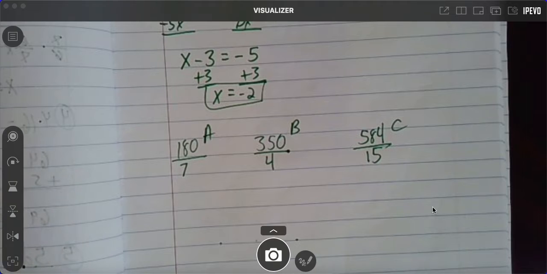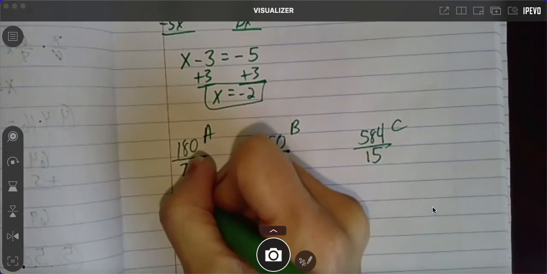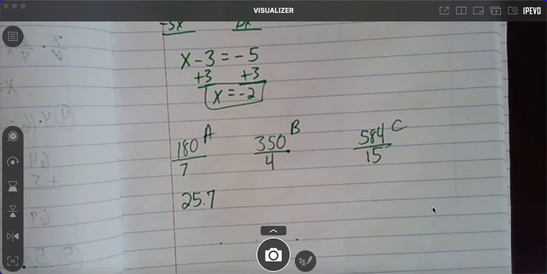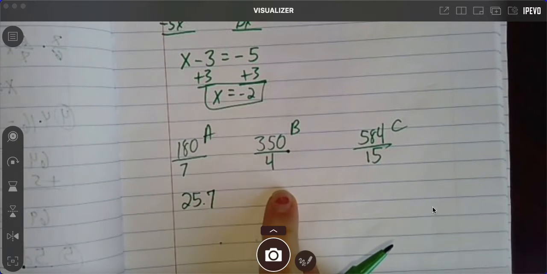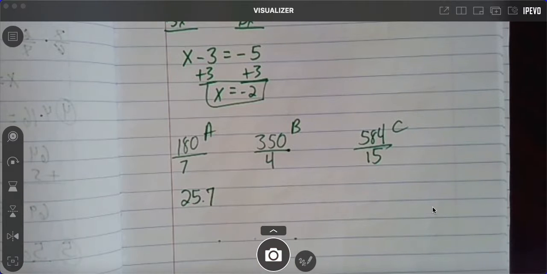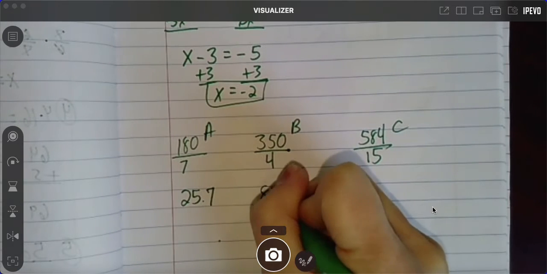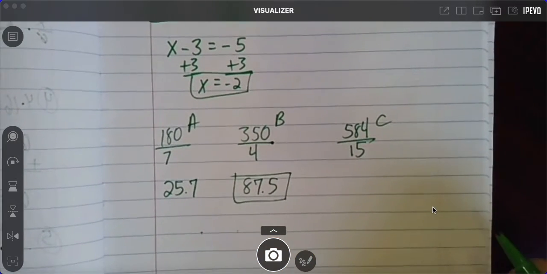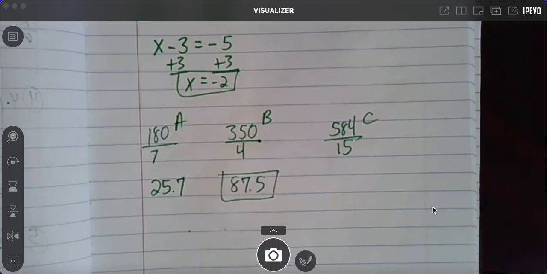What's 180 divided by 7? 25.7. So they're going 25.7 miles an hour is what that's saying. It's pretty slow. All right, let's divide 350 divided by 4. 87.5. That's like Dan right there. That's not mine. Okay, that's definitely not me. About 87.5 miles an hour. That's a lot. All right, now let's do 584 divided by 15.